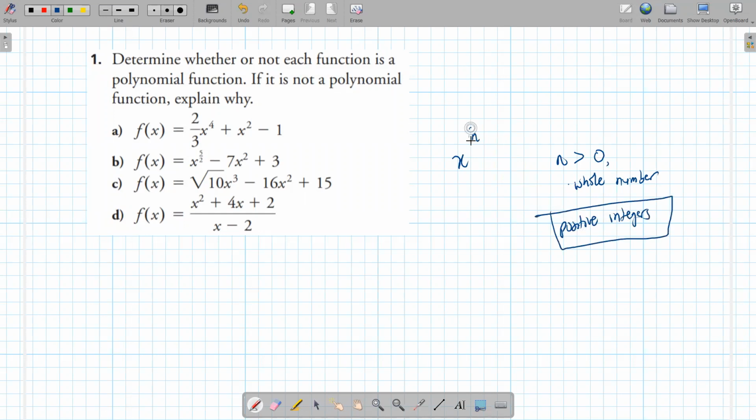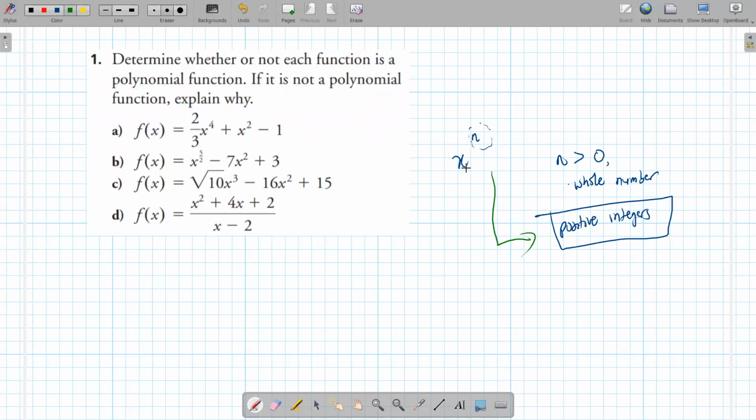Okay. Only positive integers allowed here. X, the coefficient here can be anything, right? We're not talking about the coefficient. We're talking about the exponent, okay? The positive exponent. I thought we were talking about just one value of X giving you one value for Y.